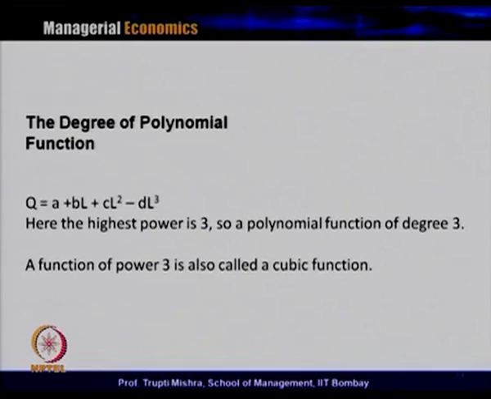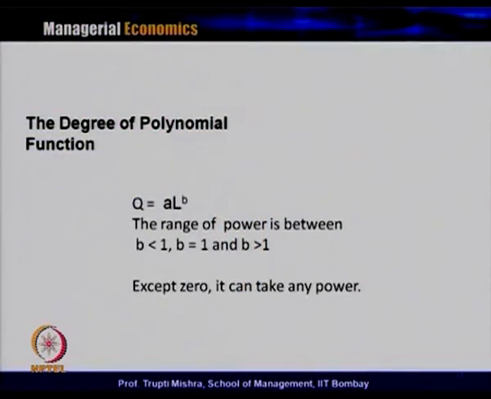So, in the previous example, in the functional form, the highest power is 2. So, that is why it was a quadratic function of degree 2, and in this typical functional form the highest power is 3, and that is the reason it is called a cubic function, because the power is 3.